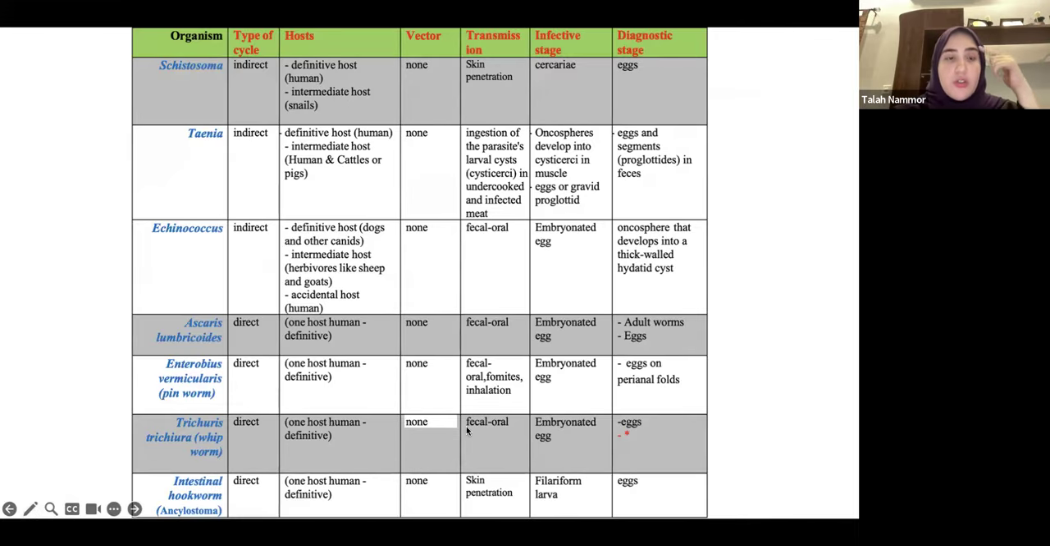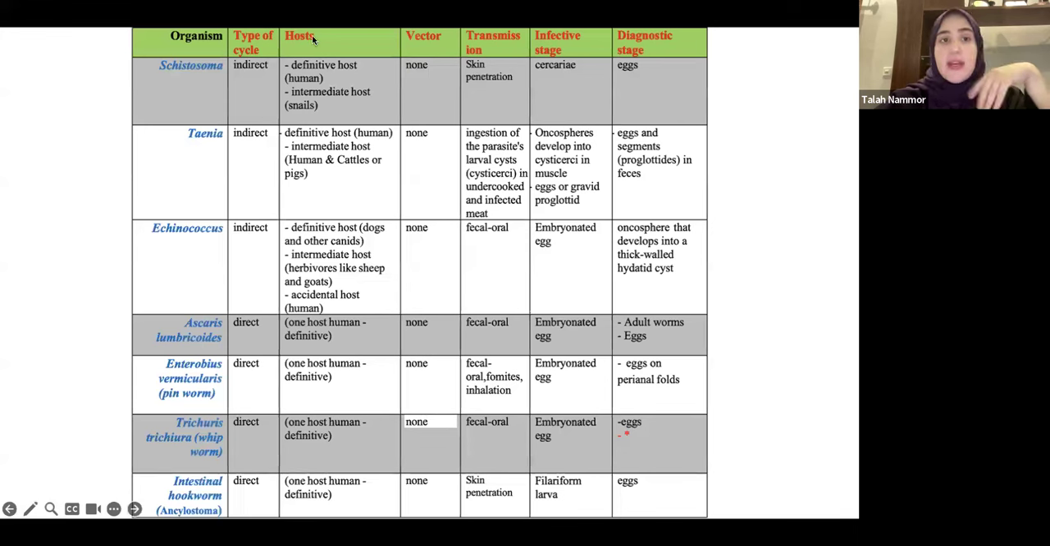So schistosoma, we know it's indirect, so the cycle is indirect. We are the definitive host. It can be found in snails, but sometimes the scenario would be like someone who eats snails, because yeah, the French do that. Good for them, I guess. Or someone who basically swam in water. This is the most common one. So they swam in water.